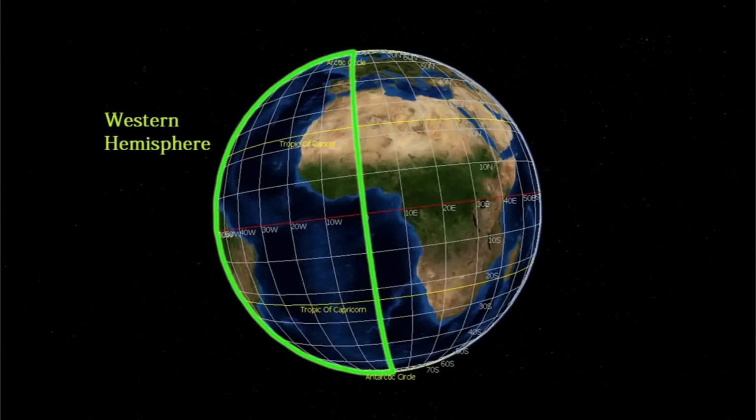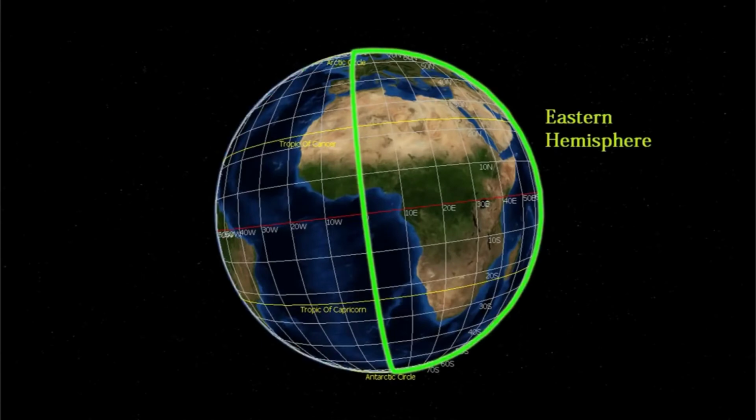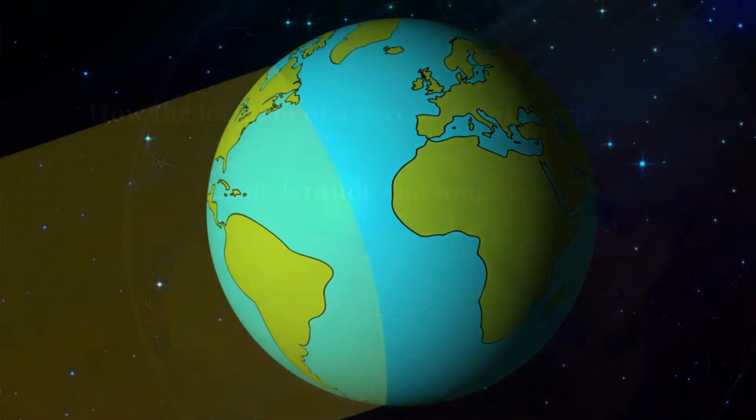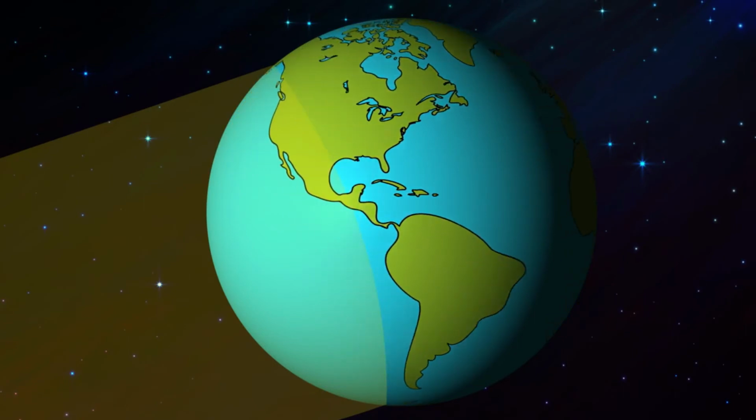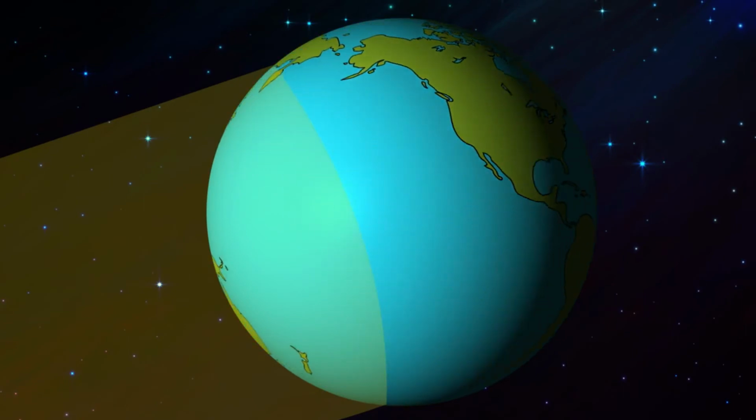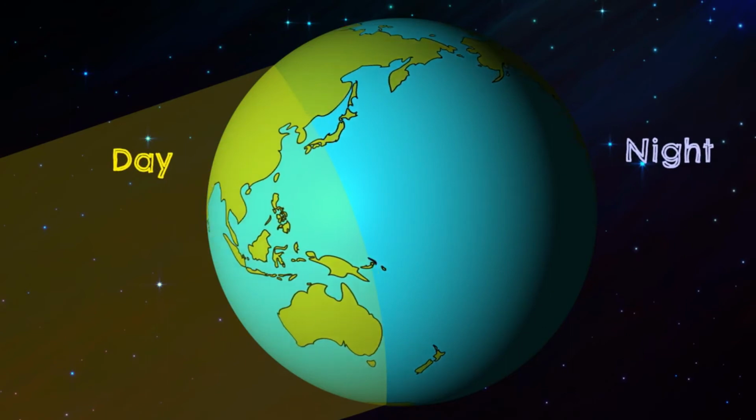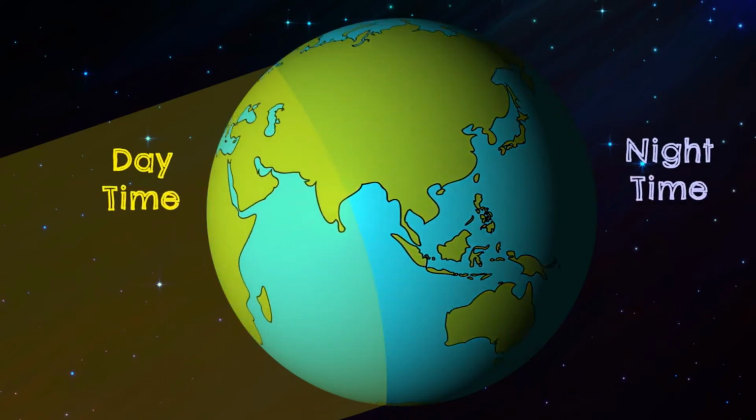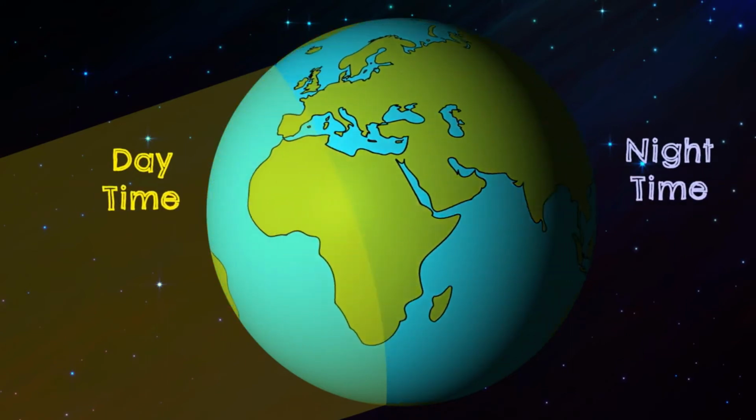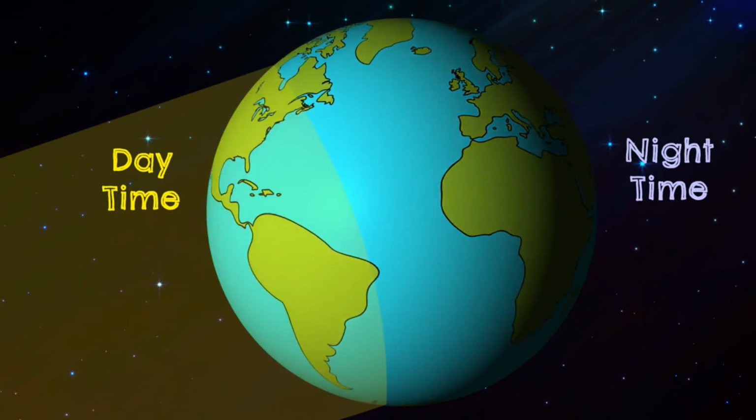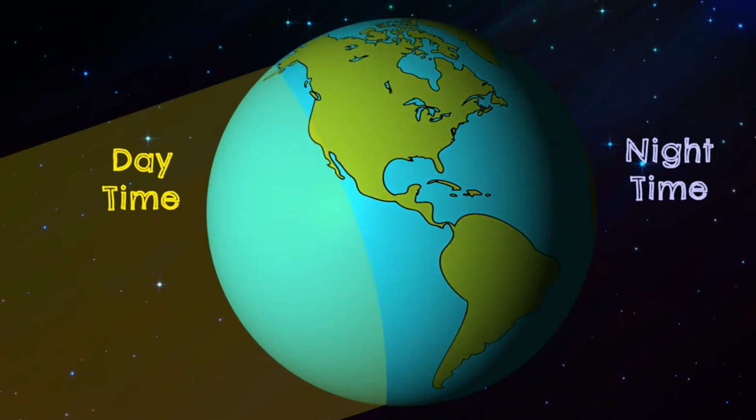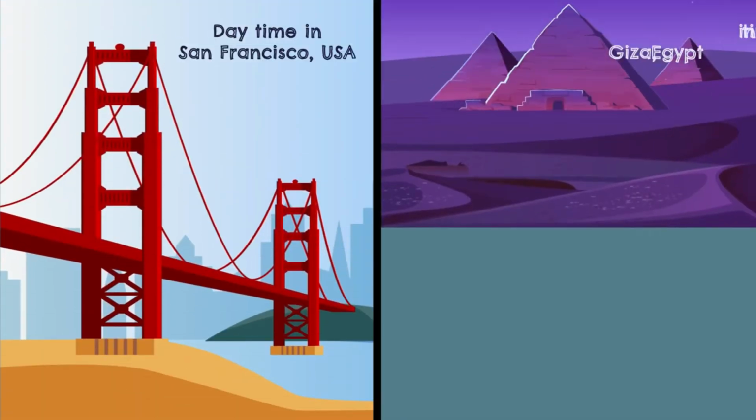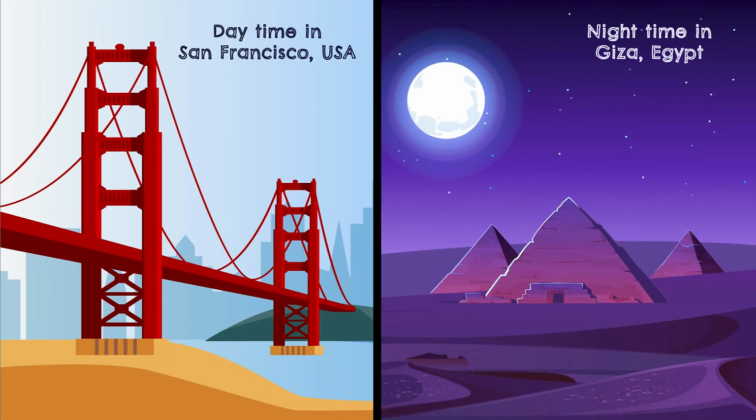West of the prime meridian is the western hemisphere. East of the prime meridian is the eastern hemisphere. The lines of longitude mark time zones. As the Earth rotates on its axis, only one half of the Earth faces the Sun at any given time. So when it is night time in the Eastern Hemisphere, it is daytime in the Western Hemisphere. In a simple way, we can say people in different parts of the world live in different time zones.